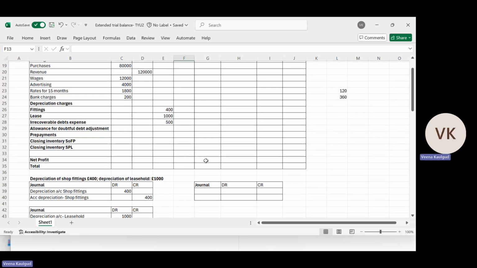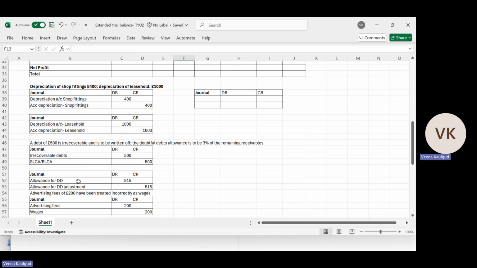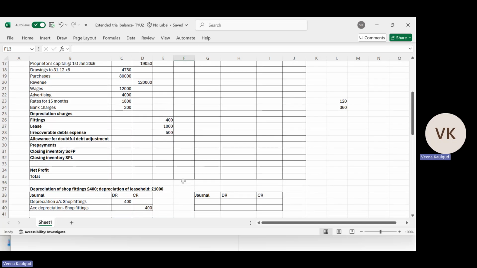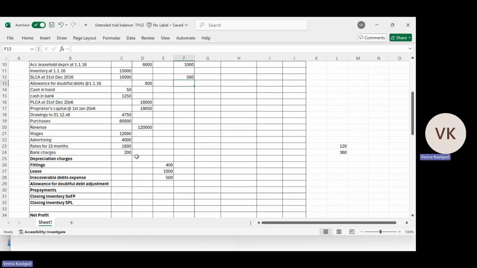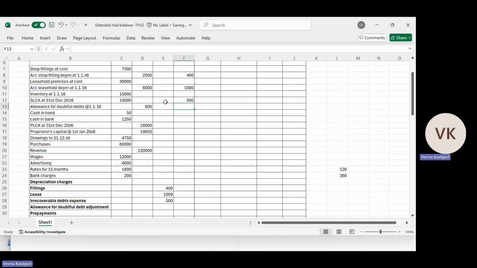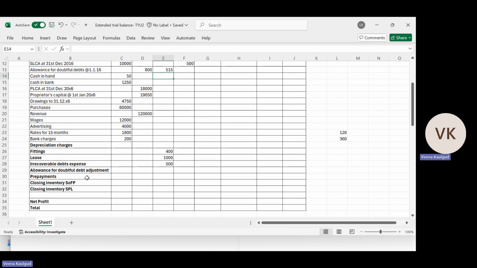Then what is going to happen? Next journal. Allowance for doubtful debt debit, allowance for doubtful debt adjustment 515. So this is what we are going to record. We have the allowance for doubtful debts already here. It was 800. Now it is less, so it has to go down. So I'm going to record it here as 515. It's a debit. So allowance for doubtful debt debit, allowance for doubtful debt adjustment credit 515.